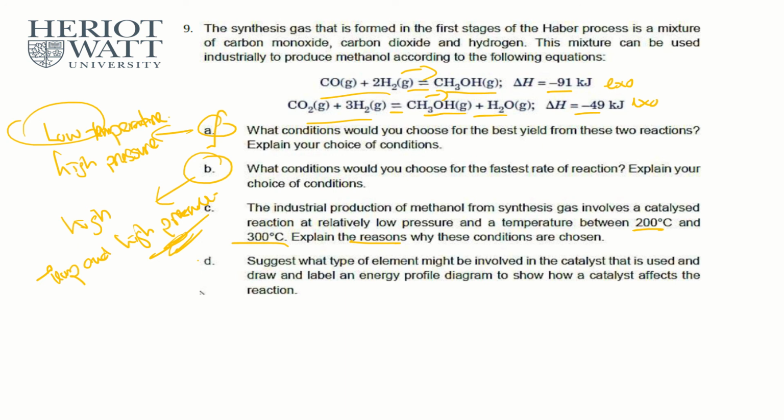Alright, so the last one, D, guys. Suggest what type of element might be involved in the catalyst that is used, and draw and label an energy profile diagram to show how a catalyst affects the reaction. What type of elements are usually involved in a catalyst? We learned that in homogeneous and heterogeneous catalysts. This is the reaction, exothermic, so I draw this diagram with lower energy for the product side. This is an exothermic reaction, and that's methanol. This is the reactant, right?